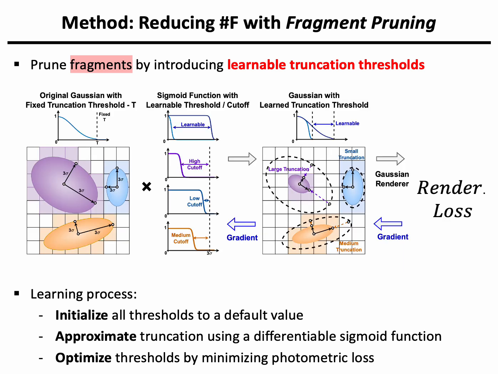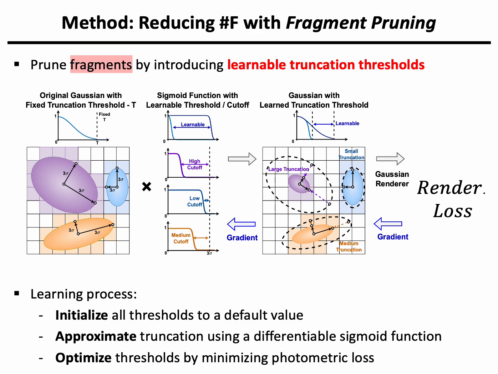To optimize the truncation threshold of each 3D Gaussian primitive, our learning process is divided into 3 steps. So first, we initialize the threshold of all 3D Gaussian primitives to a default value, and then we approximate the non-differentiable truncation function with a differentiable sigmoid function. And we optimize the truncation threshold of each 3D Gaussian with a photometric loss between the rendered image and the ground truth image.